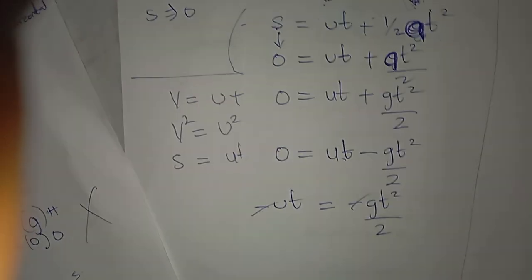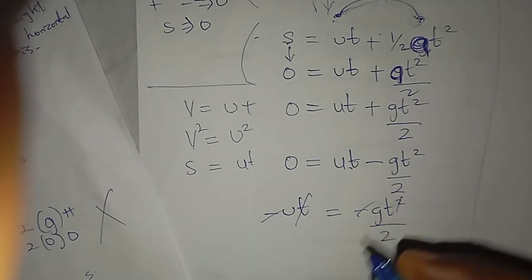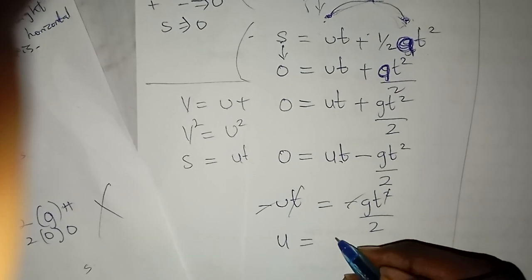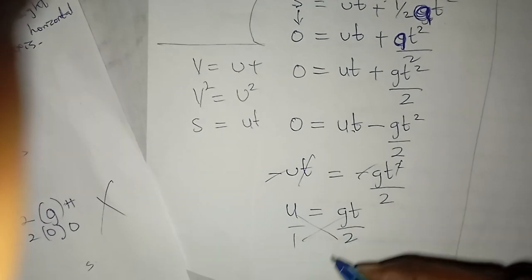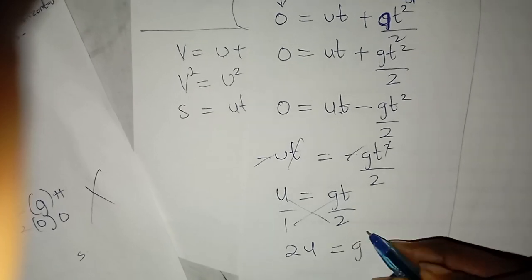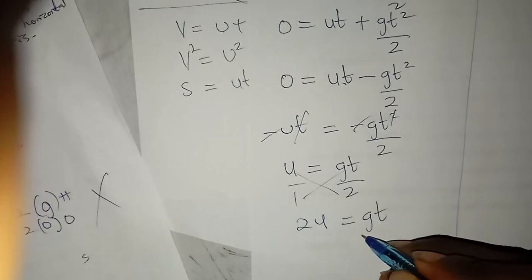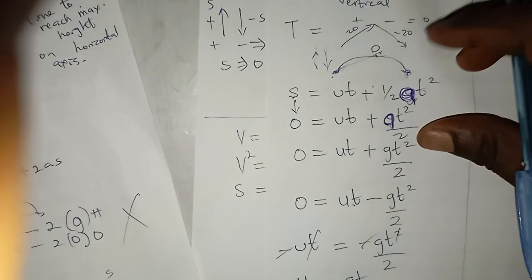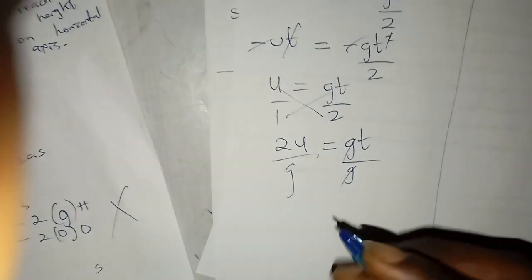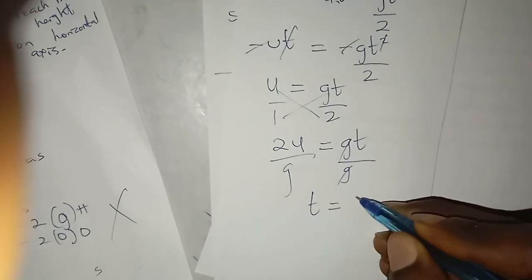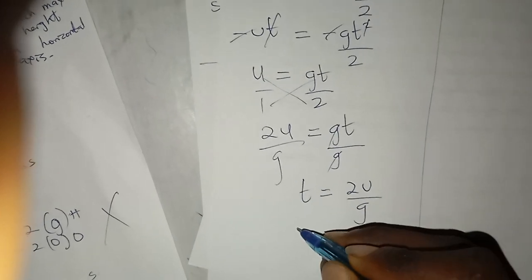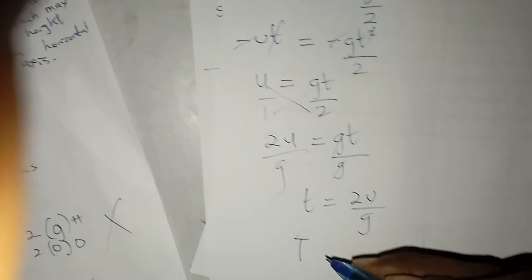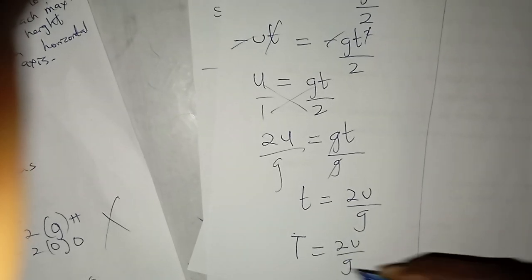And then notice that I have t here. This will take care of this, so that I have u equals gt over 2. This can go here, this can go here. I have 2u equals gt. Then divide both sides by g to make t the subject of the formula. I have g over g. This can cancel this. So I now have t equals 2u over g. So anytime an angle is not given, or theta is not given, t, which is total time of flight, is simply 2u over g.